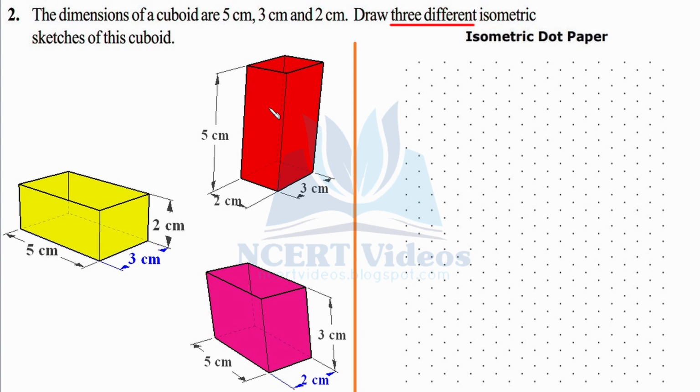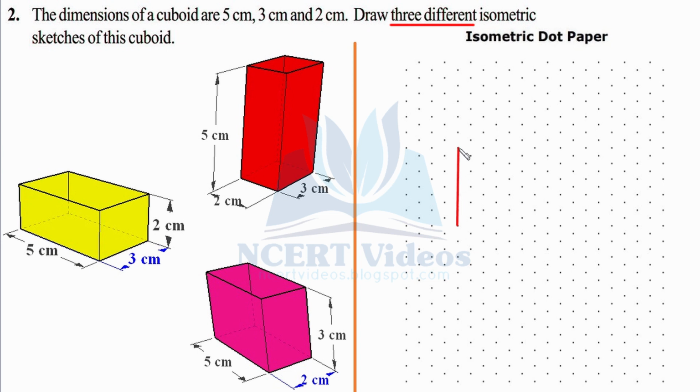In the first figure we are taking 5 as our height, in the second we are taking 2 as our height, that is centimeter, and in the third figure we are taking 3 as the height. So you can see you get different figures using different heights, even though the volume remains the same. So let's draw the first red one having height 5 centimeter. As we have told you earlier, while drawing isometric, first make the height.